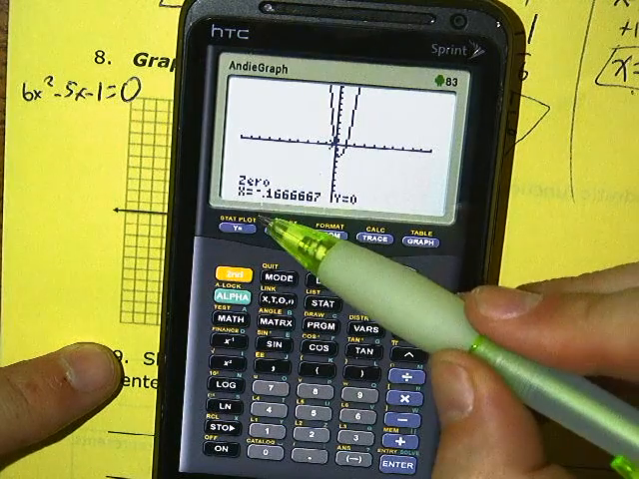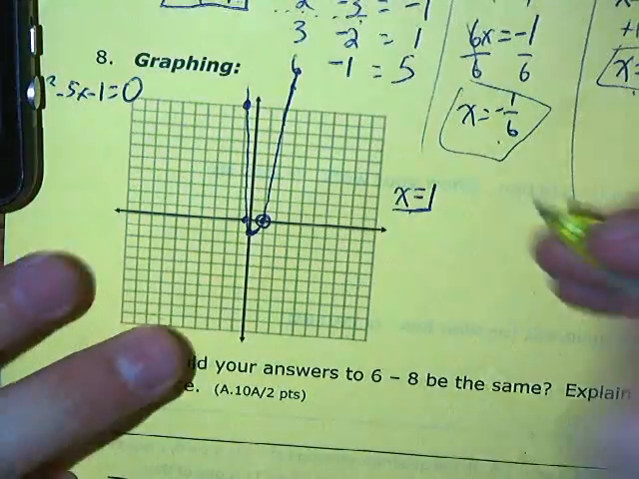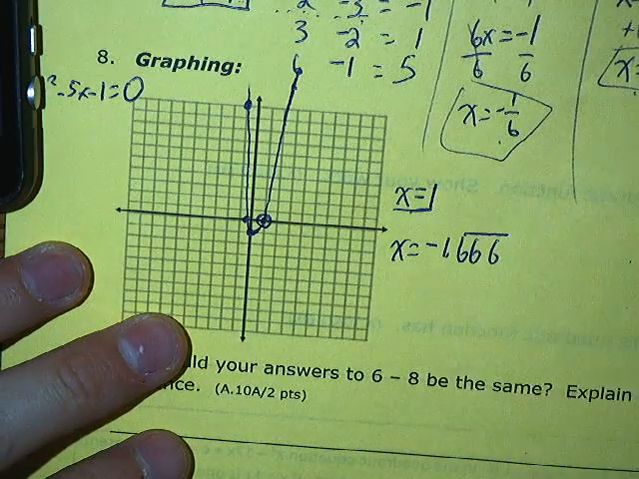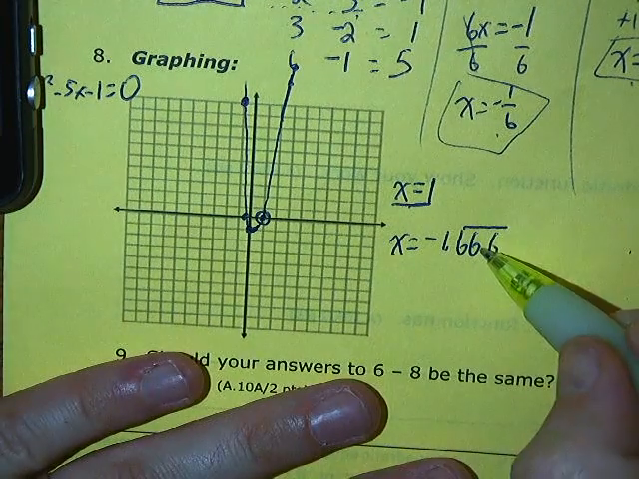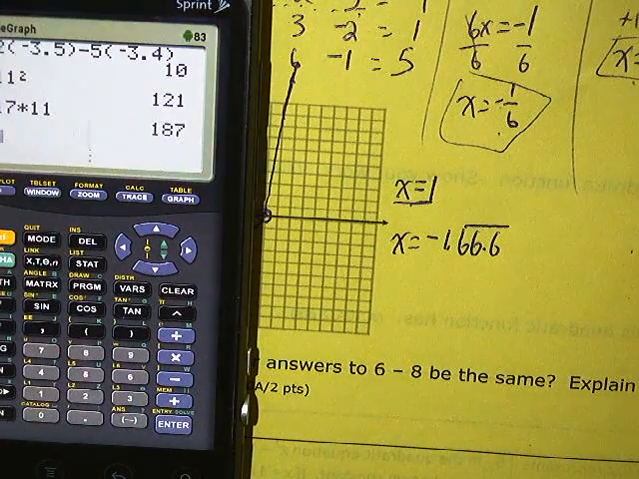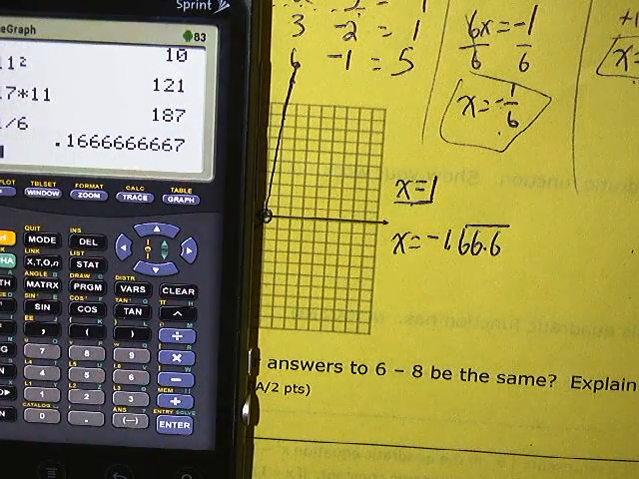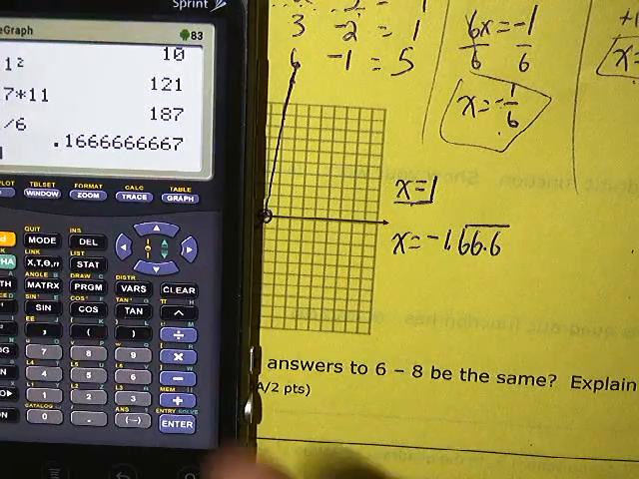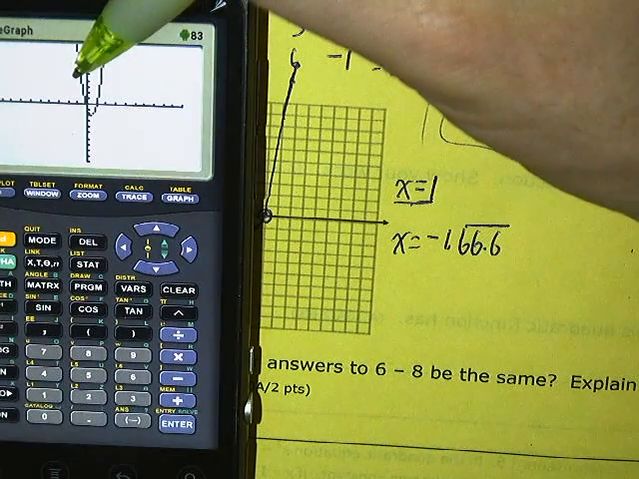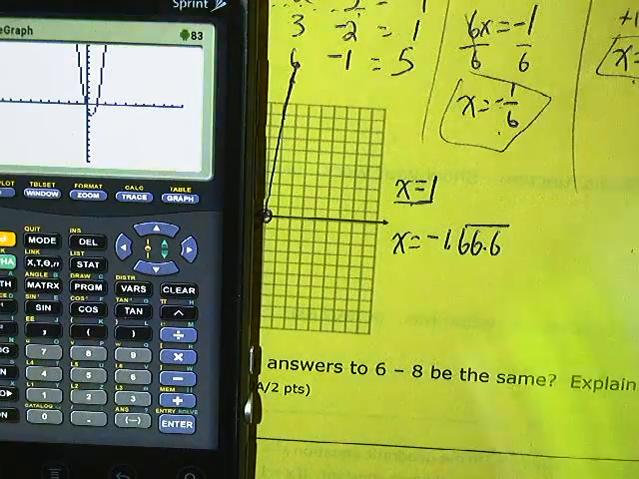I press enter, and it gives me negative 1.66670. So that gives me x equals negative 1.666 repeating. Now, to make sure this matches up with the ones I got before, I'm just going to type in 1 divided by 6 tells me, yep, 1.667, so I still have the exact same answer. The important thing to remember whenever we're doing the calculate command is left bound is on the left side, right bound is on the right side, and then guess is right on as close to it as you can.